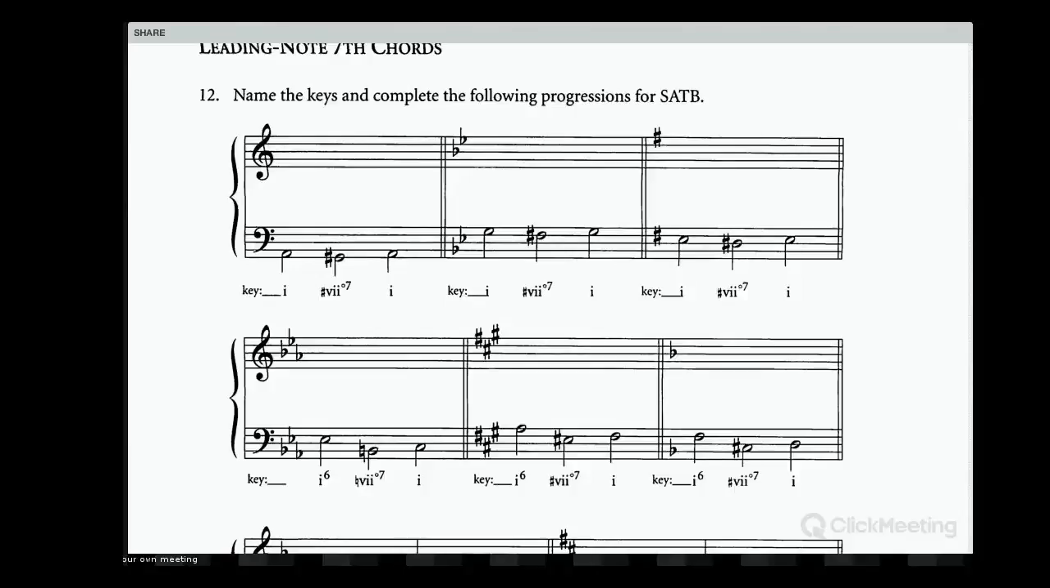So here they ask you to name the keys for these progressions. Now remember, it's going from this chord to this chord where you have to follow the numbers. So I'm going to write that down. Numbers from here to there. Going from 1 to this chord. Now, you just have to avoid faulty parallels. Make sure you've got all the correct notes.